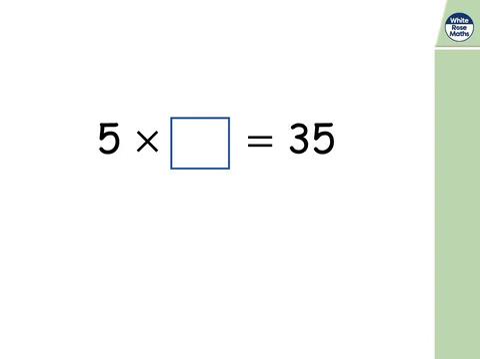Hold on, this is a bit tricky. Maybe I can count up in fives to 35. 5, 10, 15, 20, 25, 30, 35. I counted up 7 times. 5 times 7 is 35.